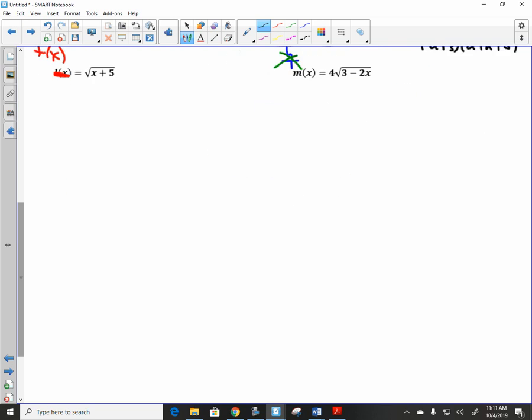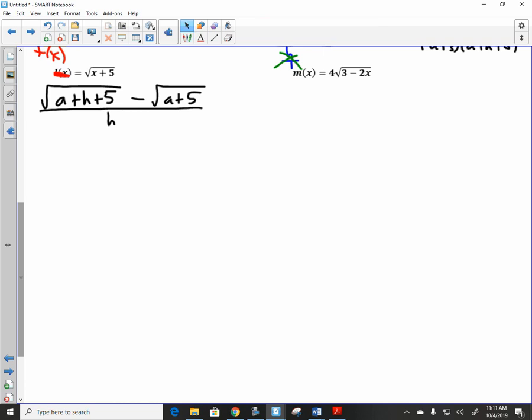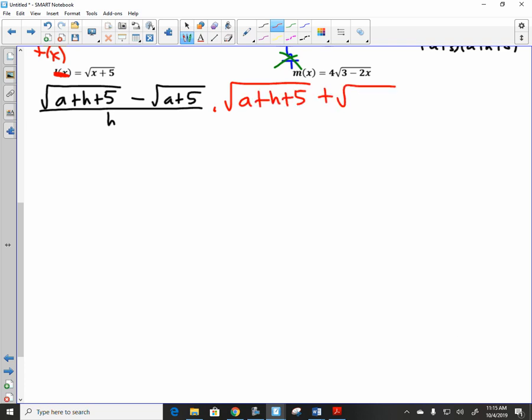So our last example is to look at a radical function. So what do you get if you plug in a plus h? We get the square root of a plus h plus 5, minus, what do you get if you plug in a? A plus 5. All divided by h. Oh no, now what do we do? We're going to multiply by the square root of a plus h plus 5 plus the square root of a plus 5.